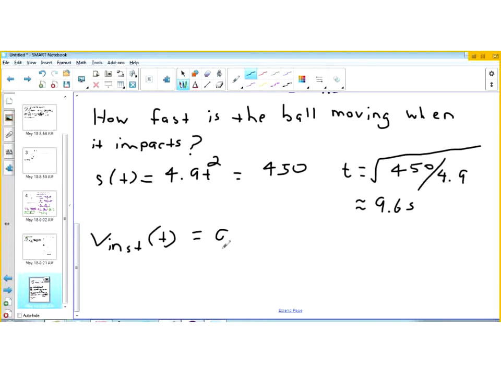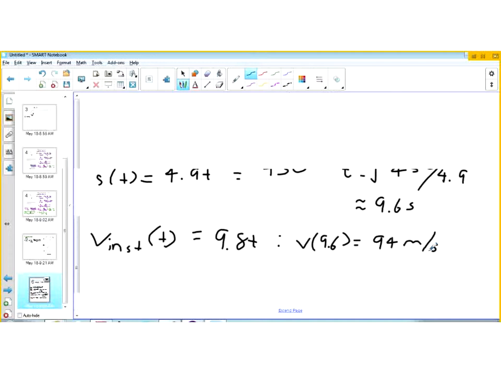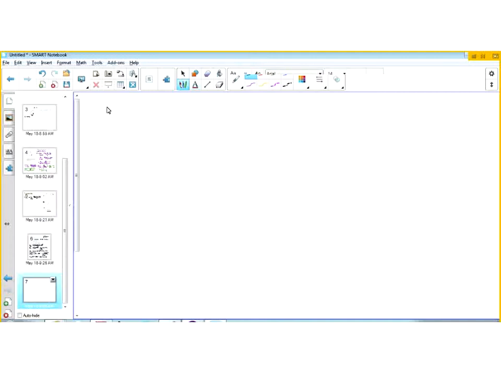And so we know the velocity. The instantaneous velocity at any time t is equal to 9.8 t, and so we just take 9.6 and substitute it in. So v of 9.6 is equal to 94 meters per second. So that's how fast it hits the ground.